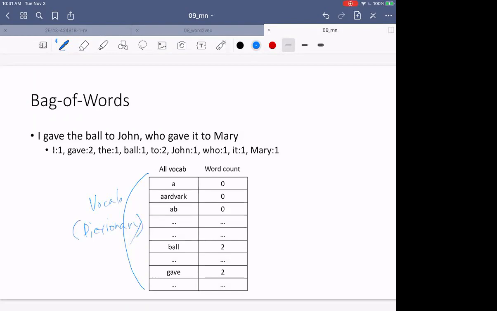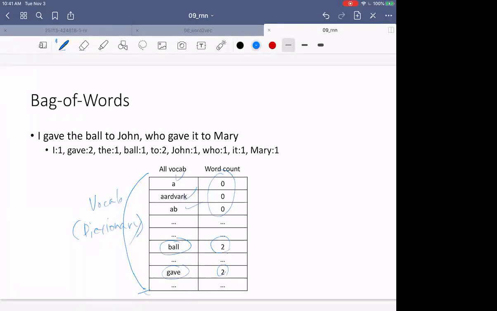And usually you start with A and then you end with somewhere around Z. So A, aardvark, A, B, whatever. And then at some point, all these A entries are zeros because they don't occur in your sentence. And then when we get to ball, you say 2. When you get to gave, it's 2. And then all the rest of them are zeros.